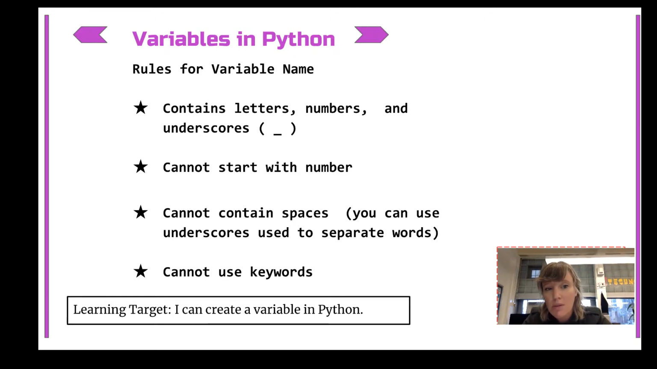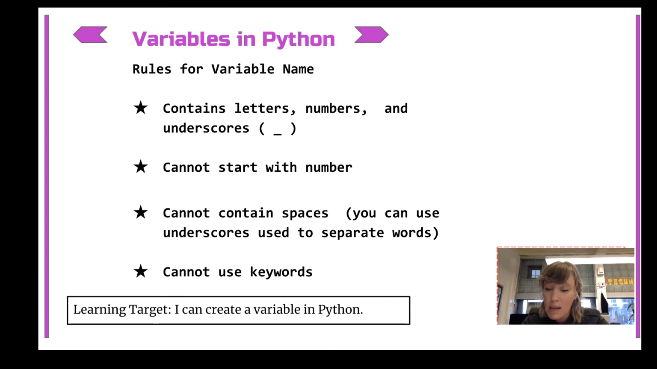So the rules for naming variables: the variable names can contain letters, numbers, and underscores. Those are the only 3 things it can contain. But it cannot start with a number. It has to start with a letter. Okay, and it must not ever contain spaces, and you will get error messages if you have spaces.